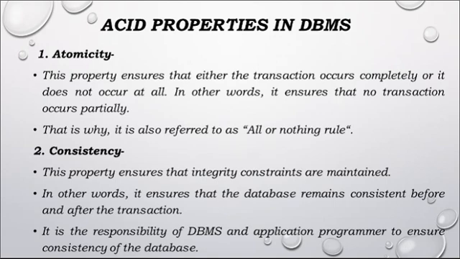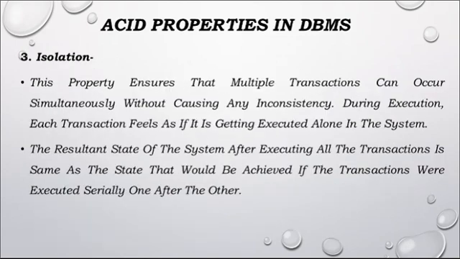The third property of our transaction is isolation. This property ensures that multiple transactions can occur simultaneously without causing any inconsistency. During execution, each transaction feels as if it is getting executed alone in the system. It means that every transaction should be isolated from another transaction. Fine. Next one is durability.